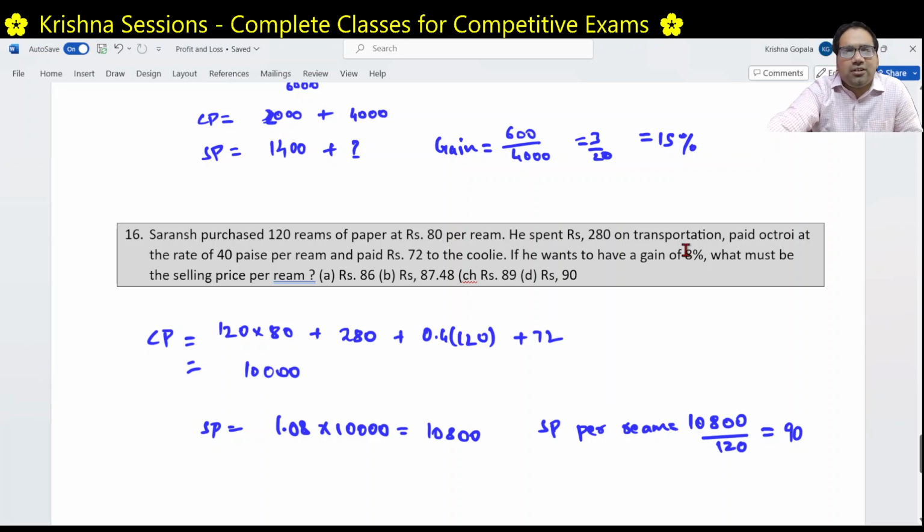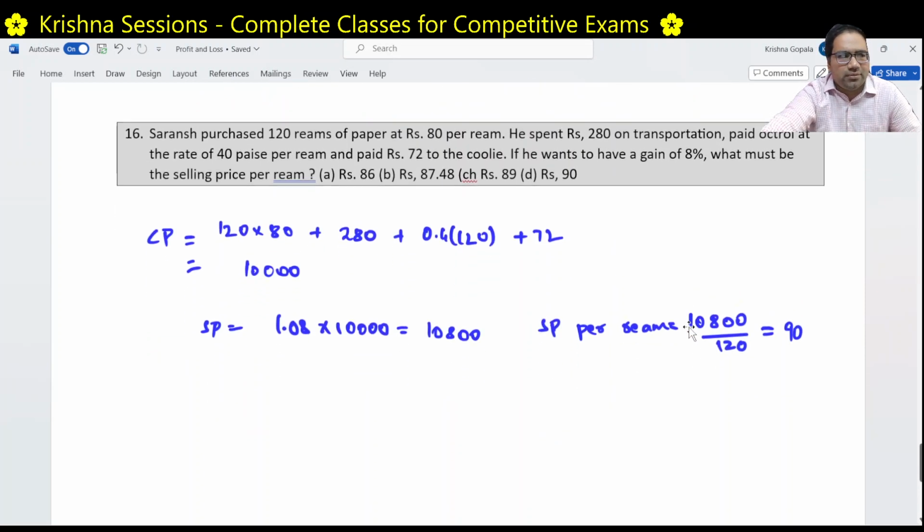Now he wants to gain 8%. That means 1 plus 8%, that means 1 plus 0.08, which is equal to 1.08. He wants to gain 8%, so the selling price will become 1.08 into the cost price, which is 10,000, so 10,800. 10,800 is his total selling price. Now there are 120 reams, so per ream the selling price will become 10,800 by 120, which is equal to 90 rupees. He has to sell it at 90 rupees to gain 8% profit, right?